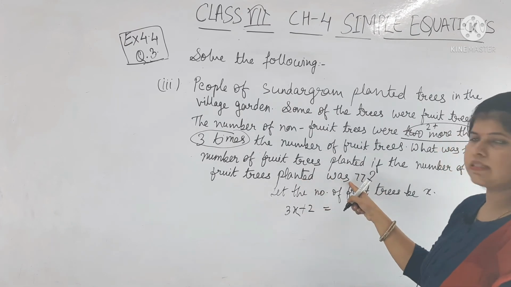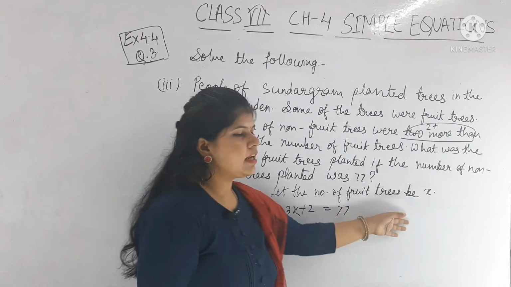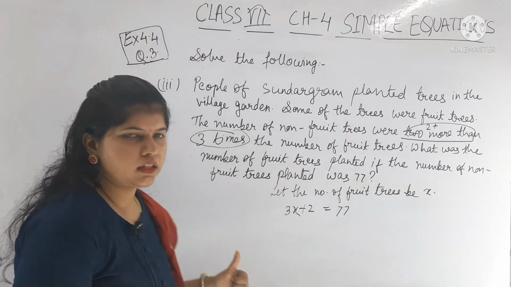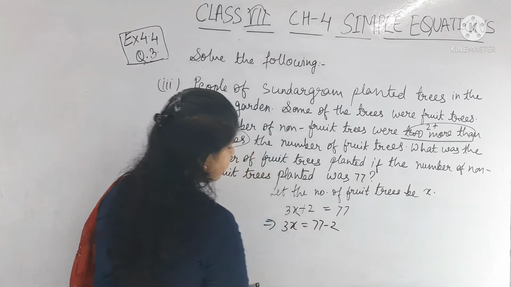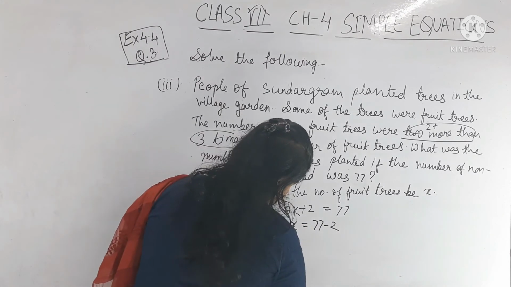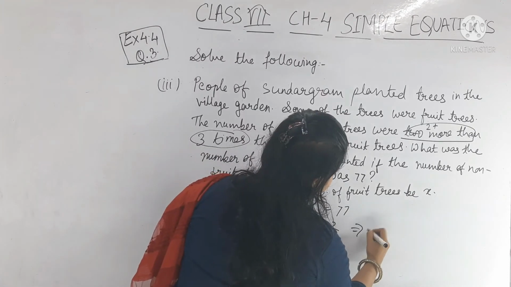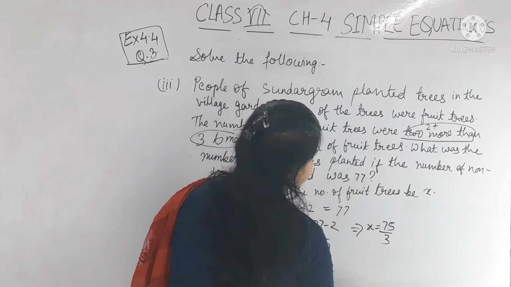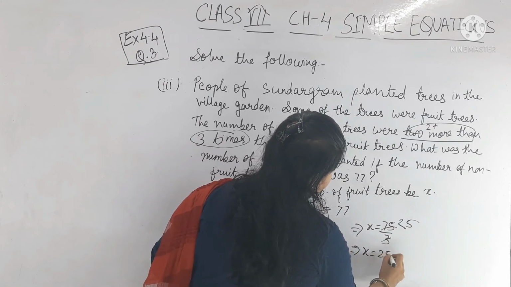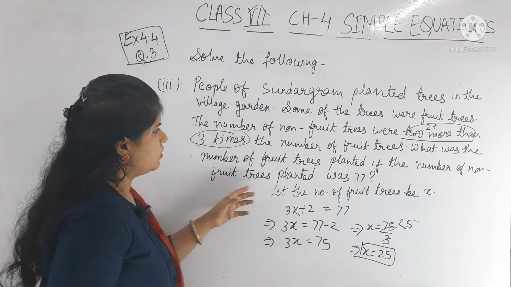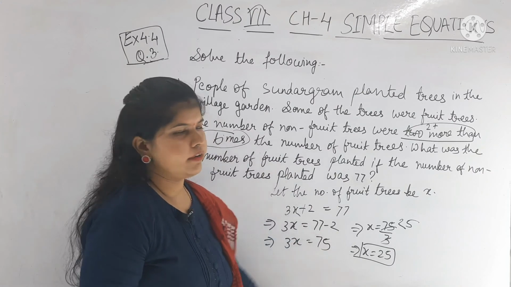What am I getting here? 77. Like this, you can take any variable, f or x or y, anything. So 3x is equal to 77 minus 2. I am getting 3x equal to 75. Then x equal to 75 by 3. 3 twos are 6, 3 fives are 15. x equal to 25. So what is your answer? The number of fruit trees is 25.